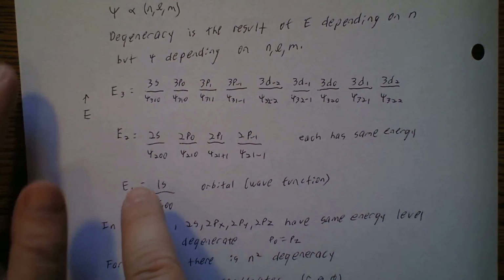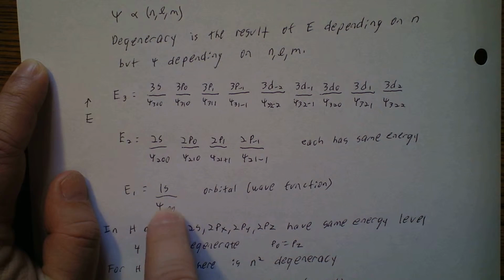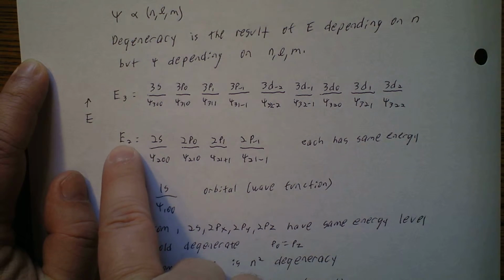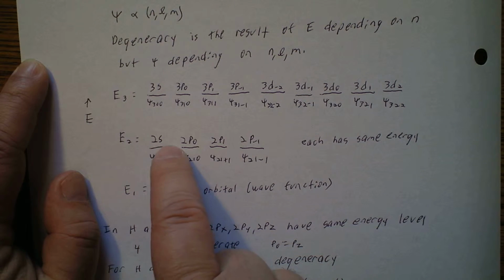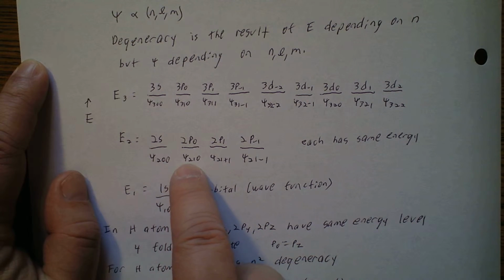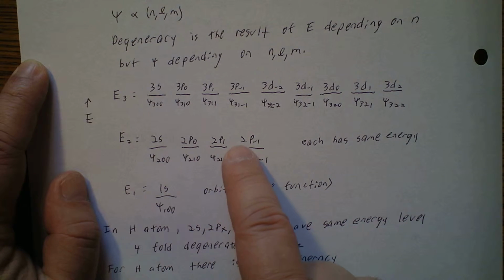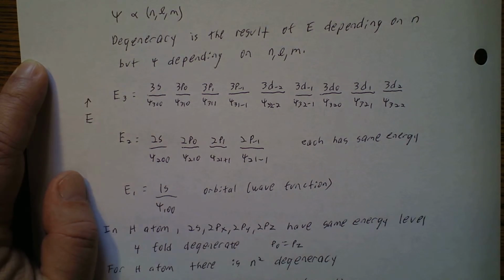So here's an example. Start at the bottom of this graph. For energy level 1, that's the 1s orbital, and that's psi 1,0,0. And that's the orbital here. This is our wave function. For energy level 2, we have the 2s orbital, which is psi 2,0,0, the 2p0 orbital, which is psi 2,1,0, the 2p1 orbital, which is psi 2,1,+1, and the 2p minus 1 orbital, which is psi 2,1,-1. So each of these 4 different wave functions has the same energy level.